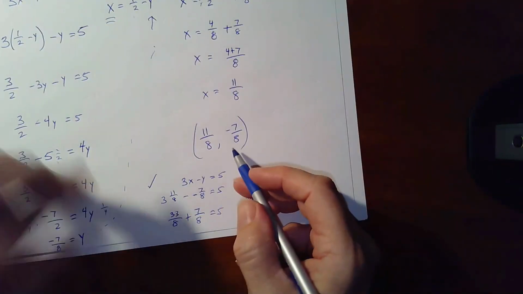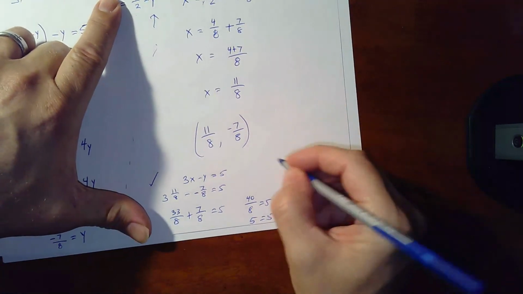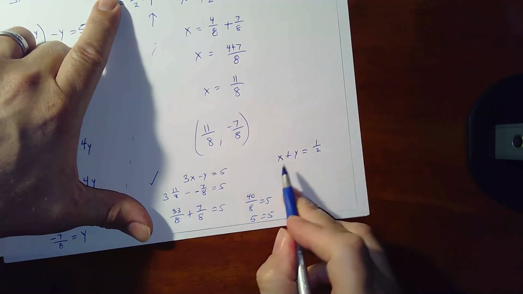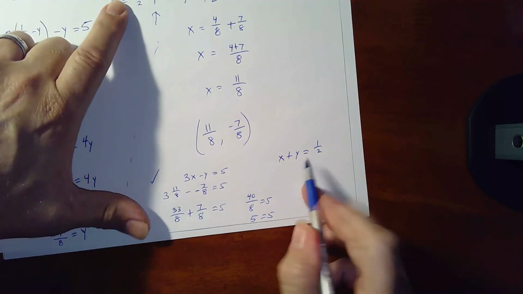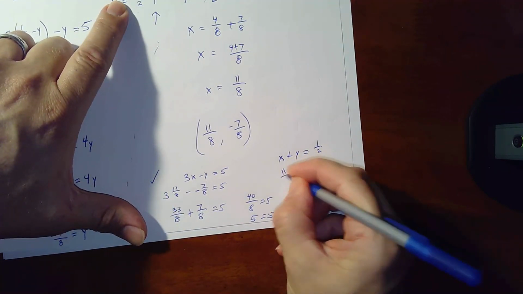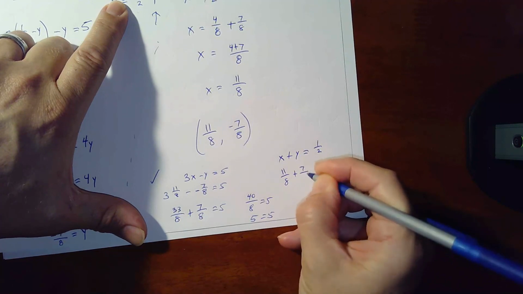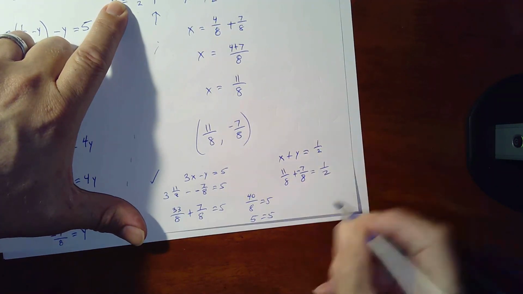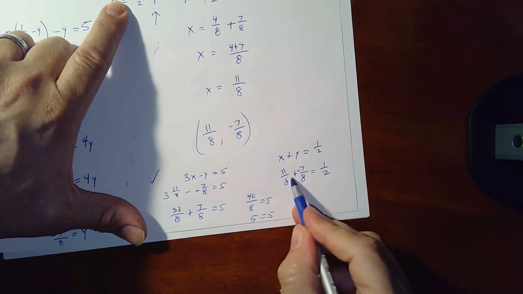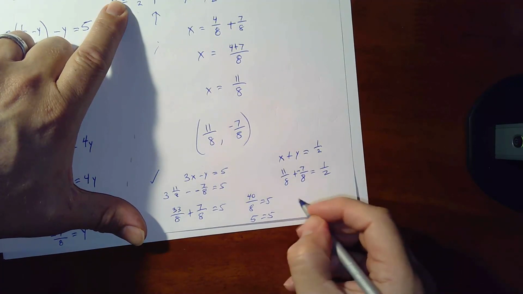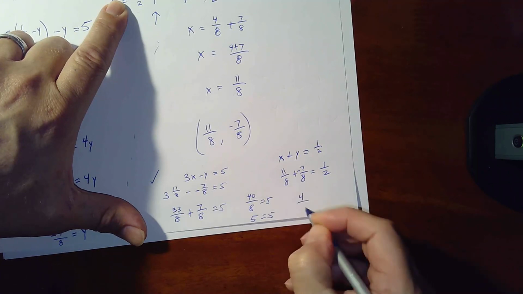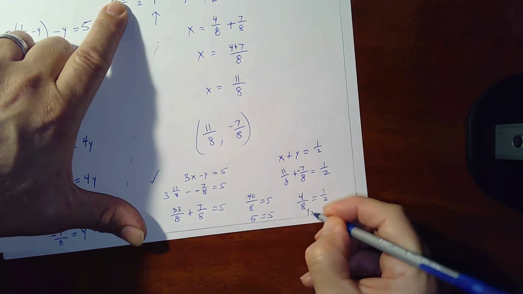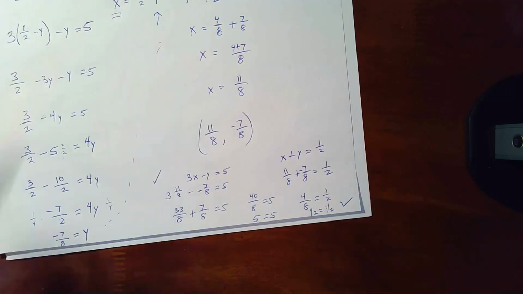It's going to work. And then x plus y equals 1/2. So x is 11/8 plus a negative 7/8 equals 1/2. Well, that means 11 minus 7 is 4. 4/8 equals 1/2. Reduce our fraction, 1/2 equals 1/2, and we're good.